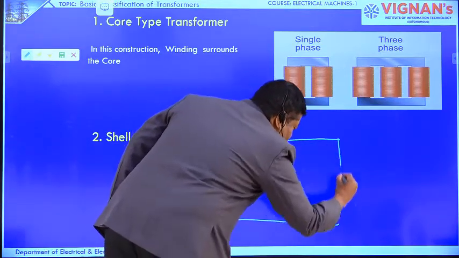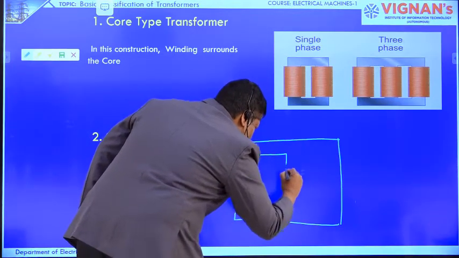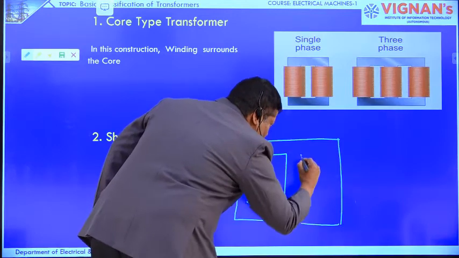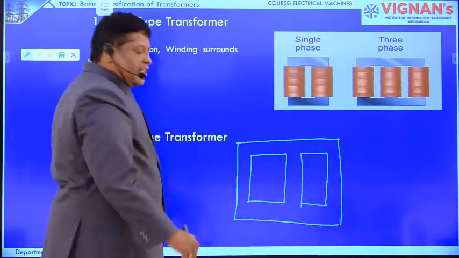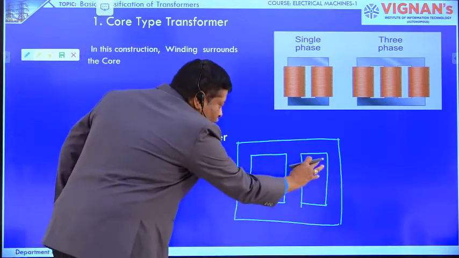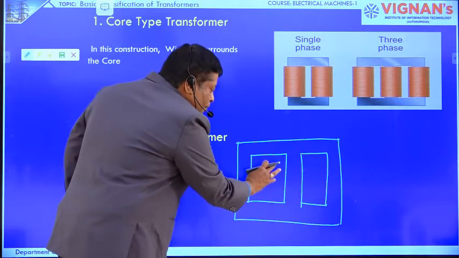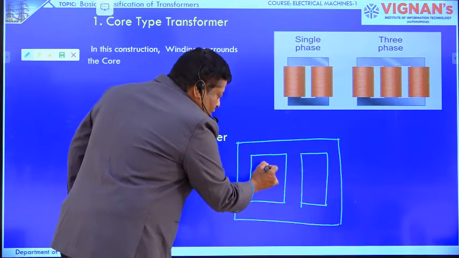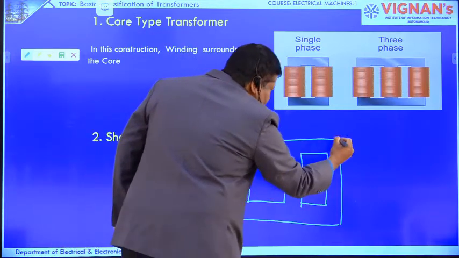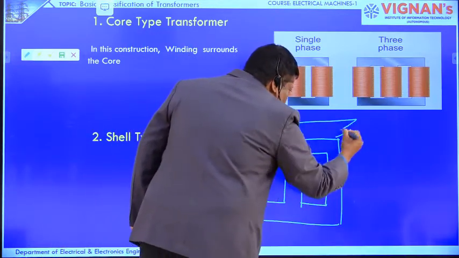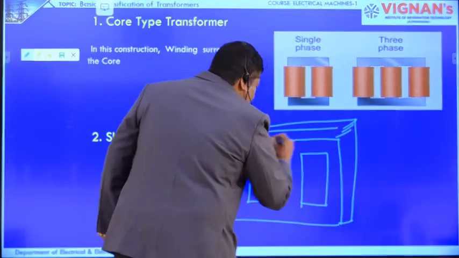This is the outer periphery of the core. This is one window. This is another window. Here there is nothing, it is simply space only. There is no material here. This is one window, this is another window. This is the core. If you see it in 3 dimensions, this is the core. It is a laminated body.